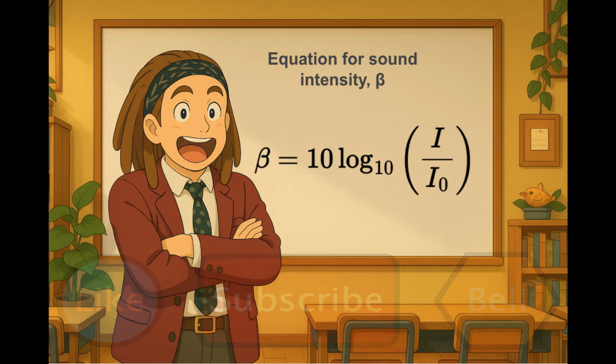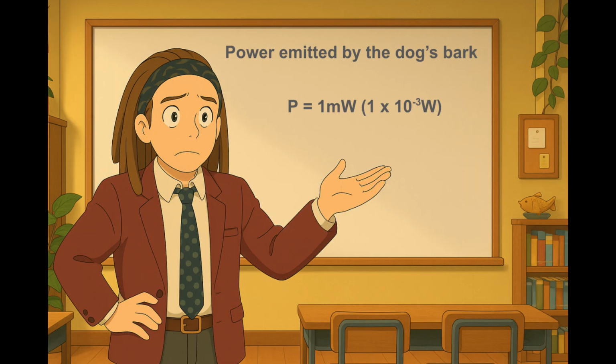Once we have the intensity in watts per square meter, we can convert it to the more commonly used sound intensity level, beta, measured in decibels. The formula for beta is beta equals 10 times log base 10 of I over I0. Let's substitute our known values and calculate. First, convert the power from milliwatts to watts. 1 milliwatt is 0.001 watts.